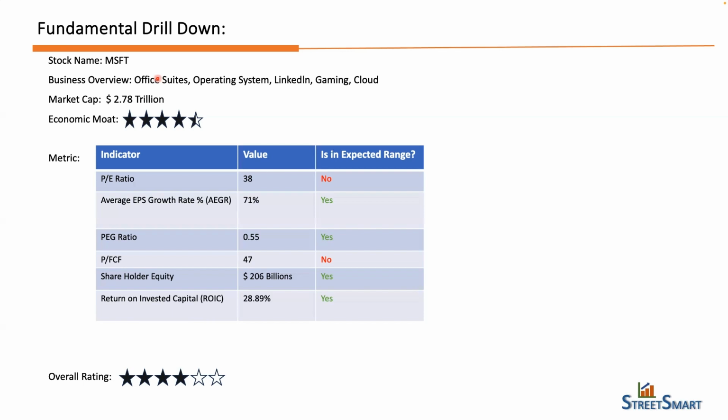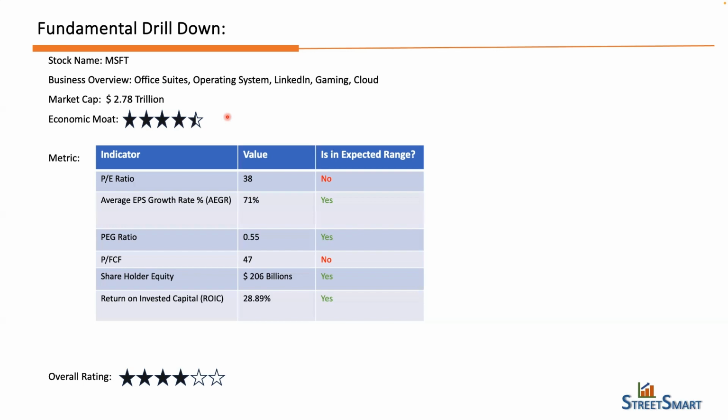And the market cap, if we see, is around 2.7 trillion. The economic moat would be 4.5 out of 5, because it is entering a new sector, that is cloud, and it doesn't have a cost advantage in that sector, because there are a few major big players in that sector, that is Amazon and Google. So for that reason we would give 4.5 out of 5.